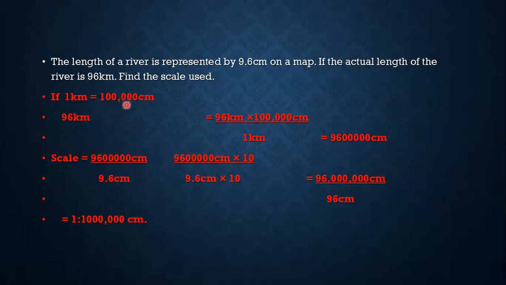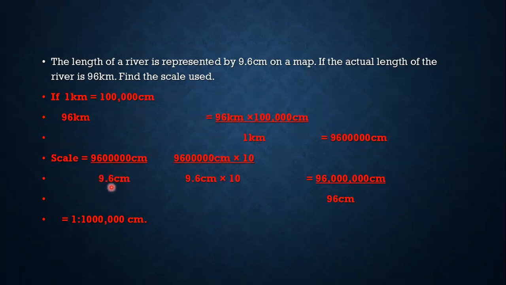So you need to change this 96 kilometers to become centimeters. So remember, 1 kilometer is equal to 100,000 centimeters. What about 96 kilometers? It's 96 kilometers times 100,000, and you'll get 96 with the 5 zeros, or you can say 9,600,000. So this 9,600,000 is what you're going to divide by 9.6.